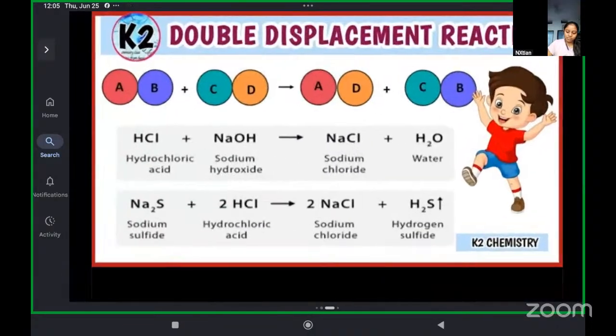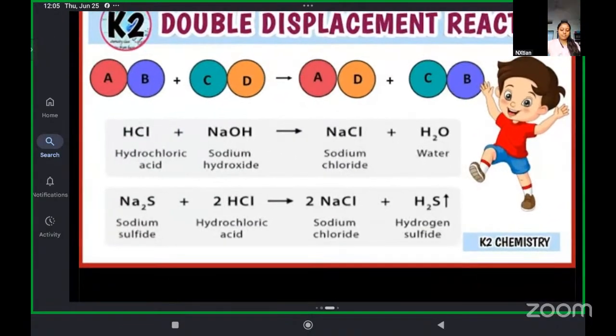These are some more examples. HCl and NaOH, hydrochloric acid and sodium hydroxide. Double displacement will take place. Na will combine with Cl, and H will combine with OH, so it will become H2O. So NaCl is sodium chloride, and H2O is water.